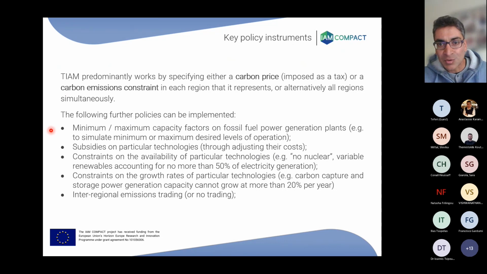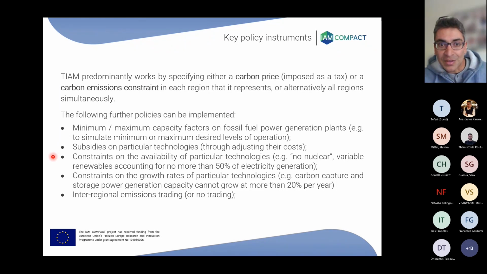Then we can also do other things which are a little bit tricky, but things we do all the time. We can specify minimum and maximum capacity factors on fossil power generation. That's helped us look at trying to phase out coal, in line with historical patterns of energy system change, for example, by putting minimum capacity factors on it, which decline slowly over time. We've done a paper with BC3 colleagues and others recently looking at subsidies on particular technologies through adjusting their costs. That's helped us to examine things like post-COVID-19 recovery.